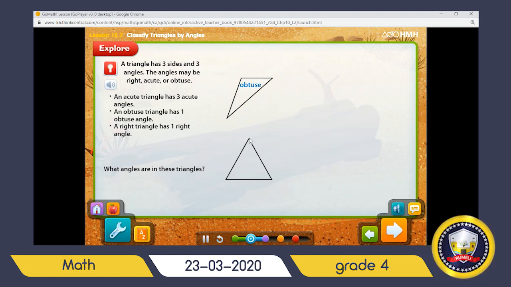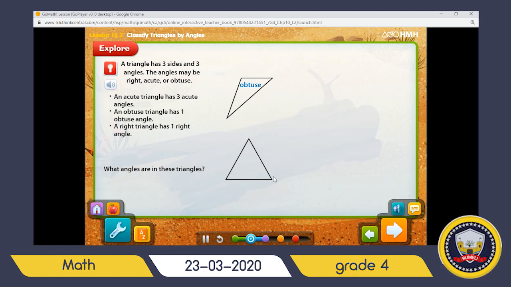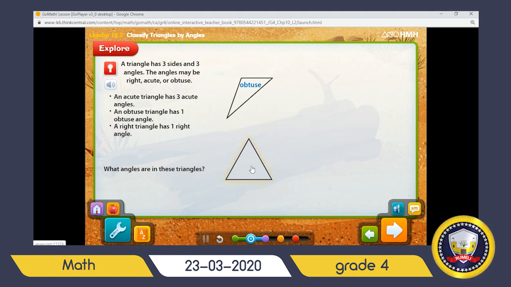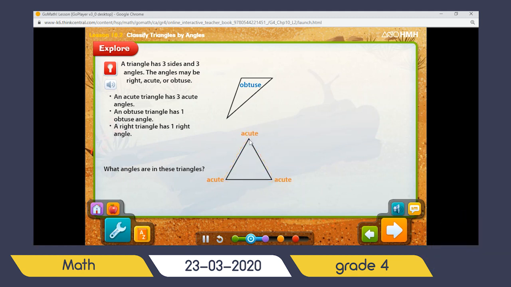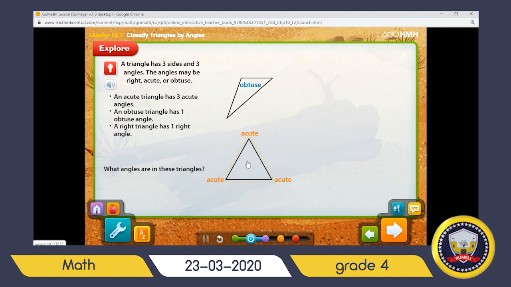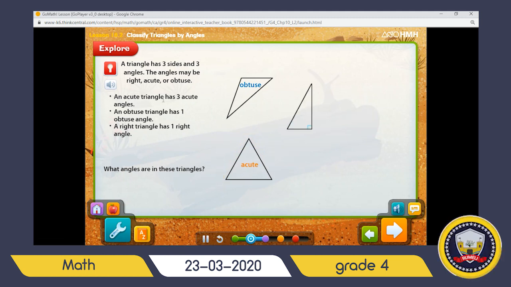So the other triangle, check my angles first. 3 angles, all of them are acute angles, right? 3 of them are acute angles. If there are 3 acute angles, we will say it is an acute triangle. So it represents an acute triangle.